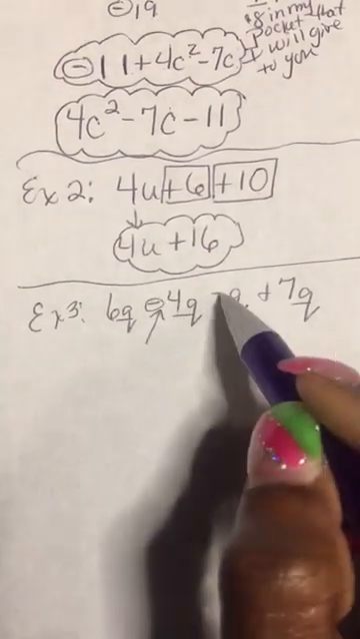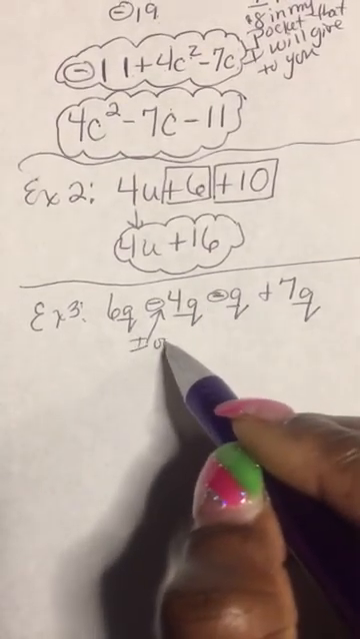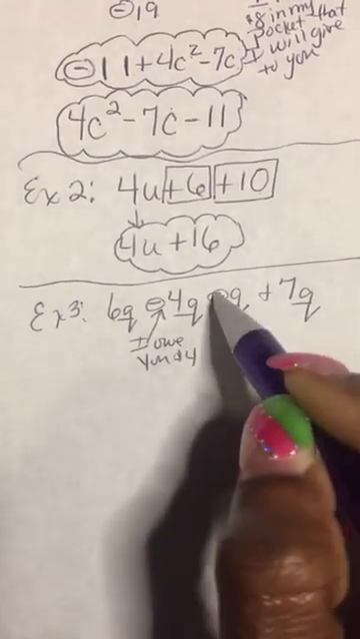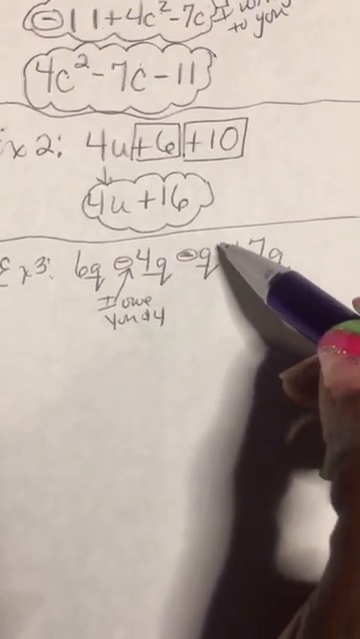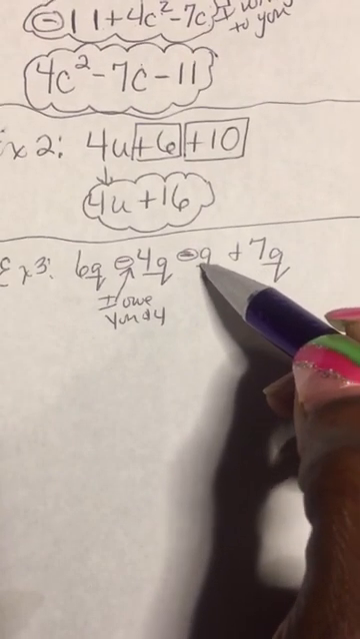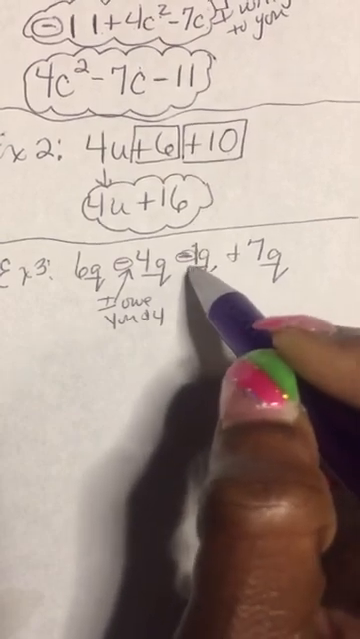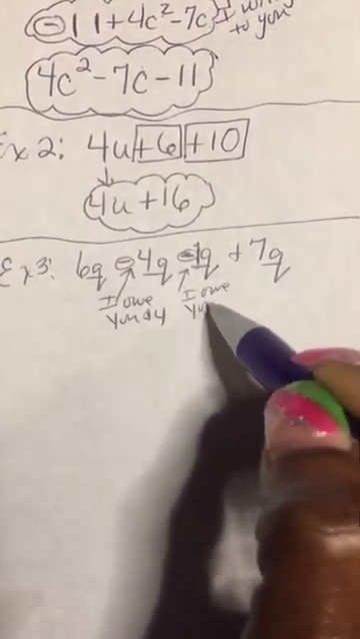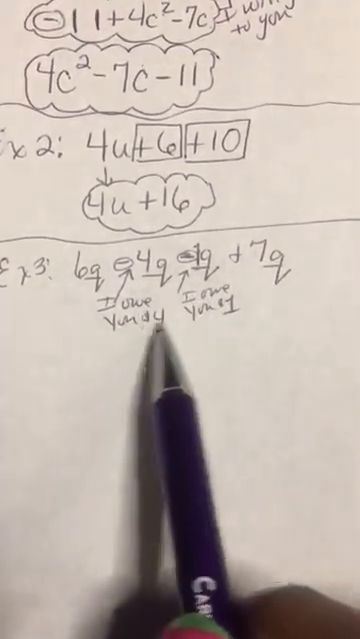This one, I'm going to circle my negatives. That means I owe you $4. And just because this letter looks like it doesn't have a number in front of it, it actually has an imaginary 1. And this means I owe you $1. So altogether, I owe you $5.